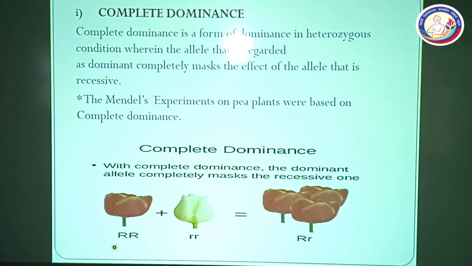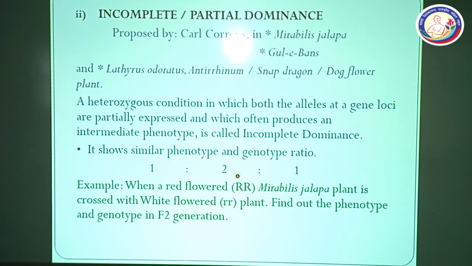Complete dominance, you can see here, this is the red color flower, this is the white color flower. As you will cross these two flowers, if the color of the flower is still red, it means the red color is dominant here and it is showing the complete dominance. Incomplete dominance or partial dominance, this is important.